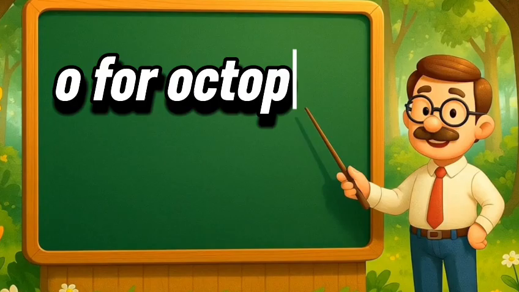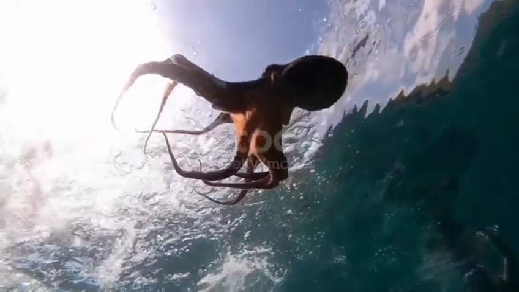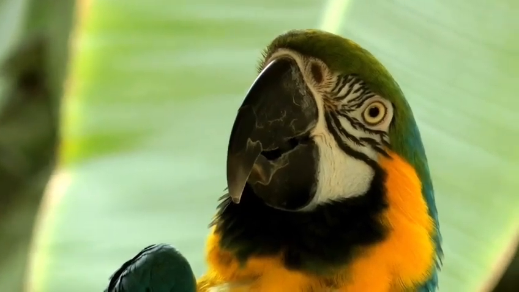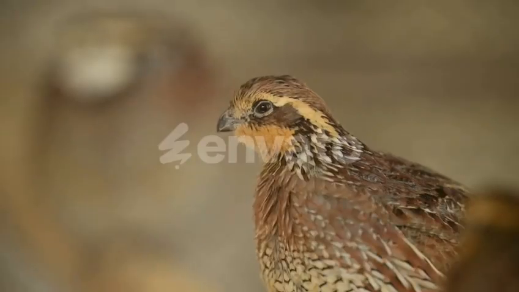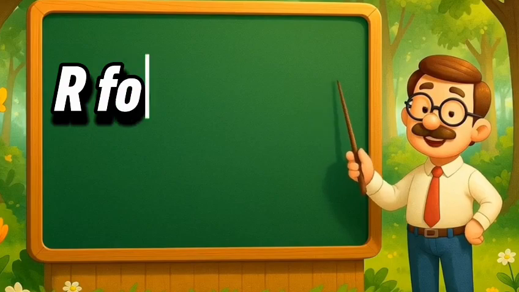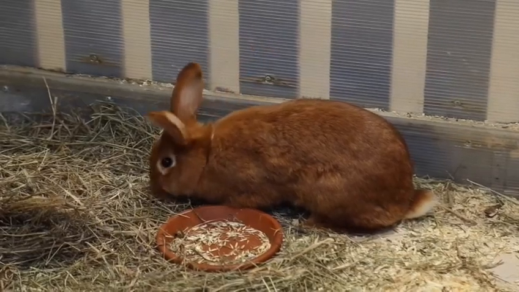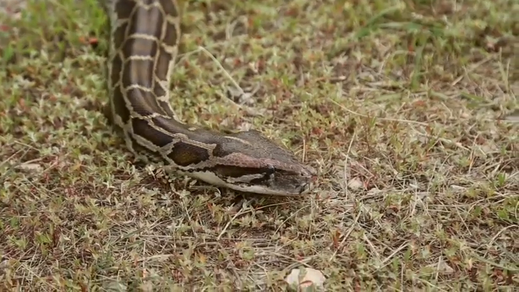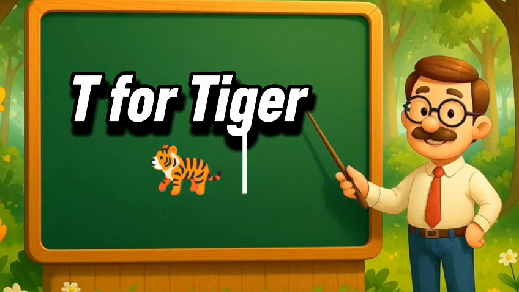And O for octopus. And P for parrot. And Q for quail. And R for rabbit. And S for snake. And T for tiger.